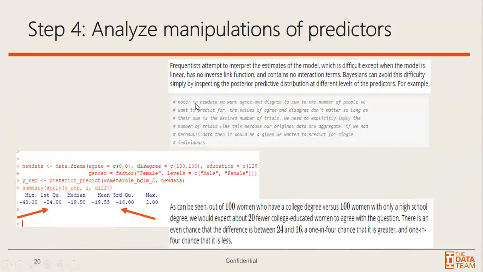So what we are saying is, note, let's read this a little bit, we'll get more intuition. We want agree and disagree to sum to the number of people we want to predict for. The values of agree and disagree don't matter so long as their sum is the desired number of trials. We need to explicitly imply the number of trials like this because our original data are aggregate. If we had Bernoulli data, it would have been a given, but we wanted to predict for single individuals.